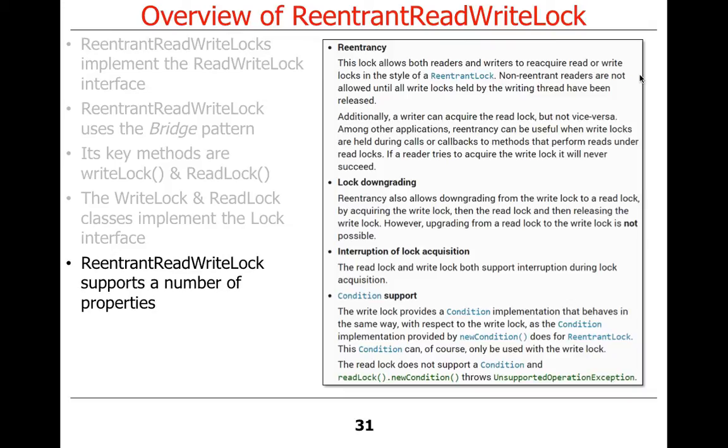Now, there's also a bunch of properties that are supported here. So there's reentrancy, just like you have for reentrant lock. There's this very interesting thing called lock downgrading, which we're going to look at, which is completely insane. It should be called lock degrading, because it's very degrading to have to figure out how it works, but I'll show you how it works. Interruption of lock acquisition, which is interruptible locks, just like we've seen before. And then there's also support for condition implementations.